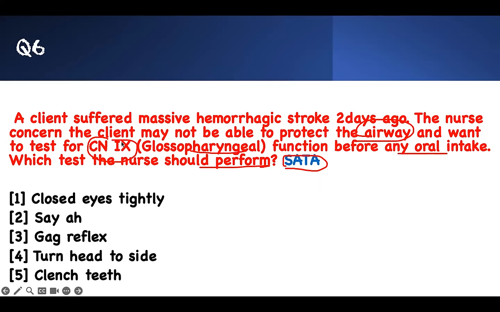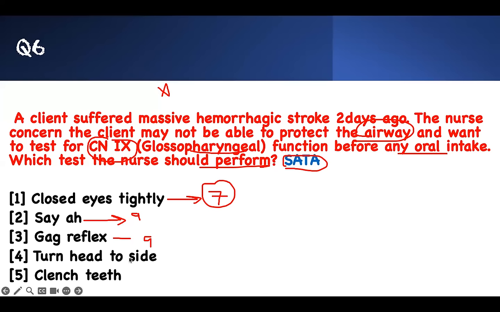This is one of the cranial nerves that is affected, plus vagus, 9 and 10, when you have a stroke. So how does she test for it? Close your eyes tightly. That's the muscles of your face moving. When the muscles in your face are moving, it is cranial nerve 7. But the sensation of your face is 5. Say ah is 9. Gag reflex is 9. These 2 can also be performed by the vagus, but this is classic for glossopharyngeal. Say ah can be both vagus and glossopharyngeal. But for this question, say ah is good.